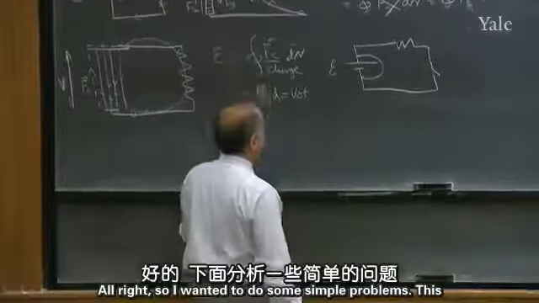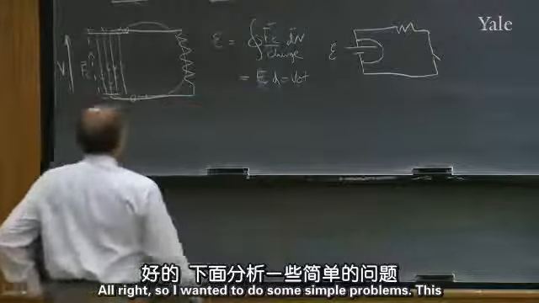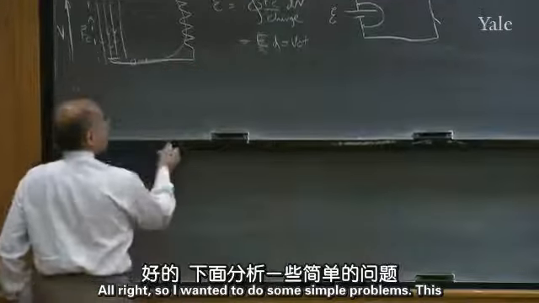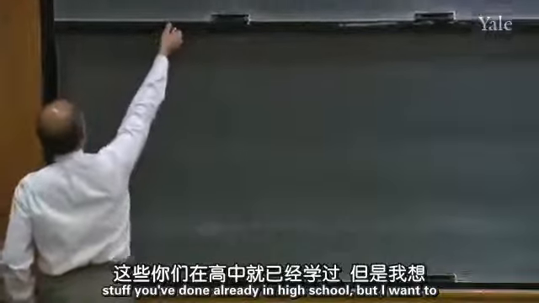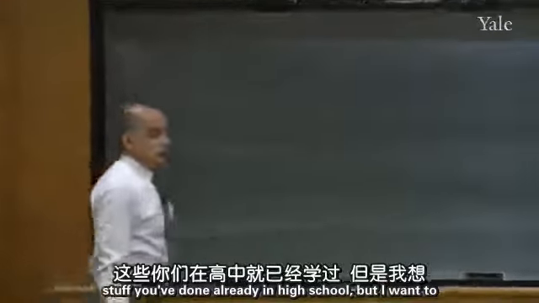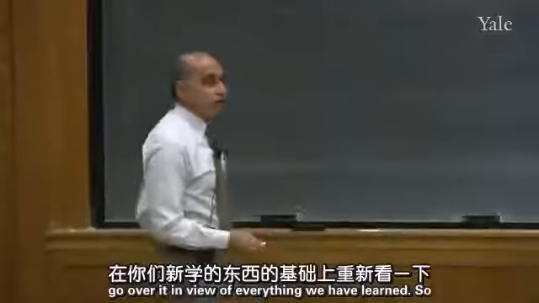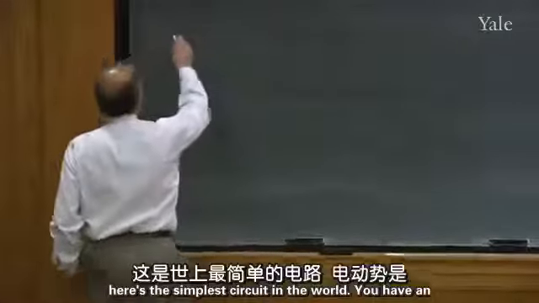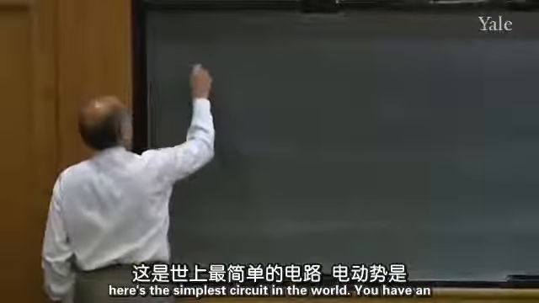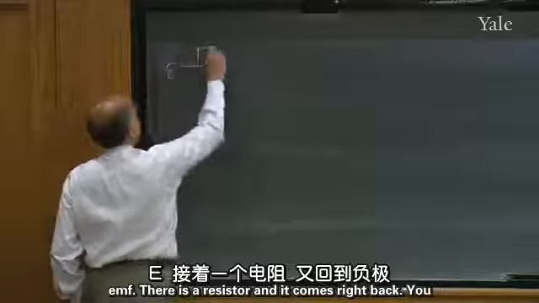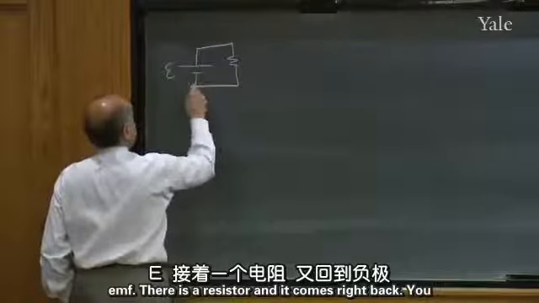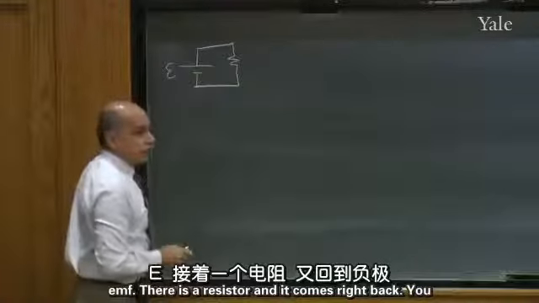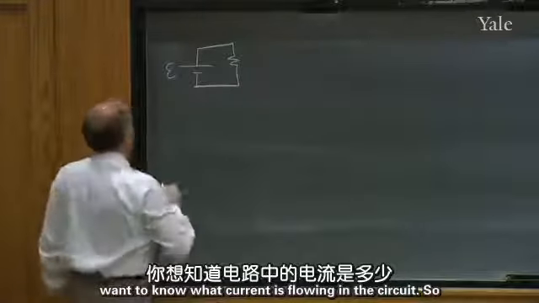All right. So I wanted to do some simple problems, and I'll tell you, this stuff you've done already in high school, but I want to go over it in view of everything we have learned. So here's the simplest circuit in the world. You have an EMF, that is a resistor, and it comes right back. And you want to know what current is flowing in the circuit.